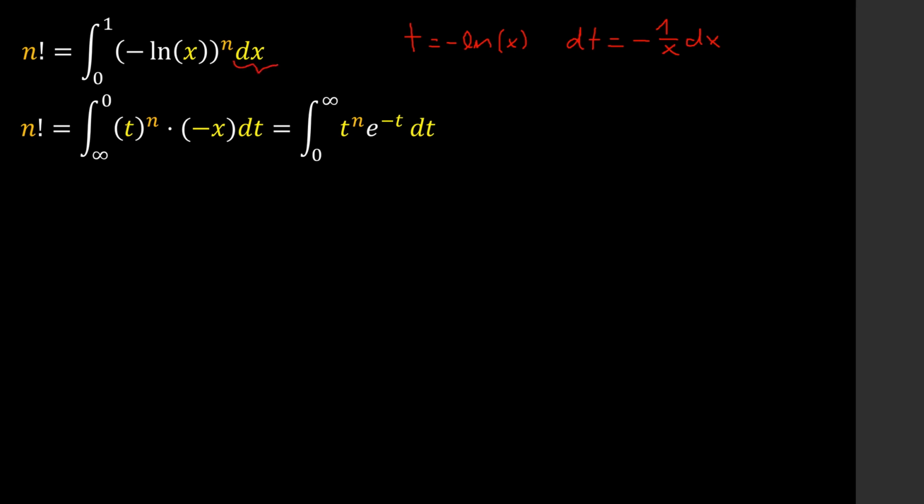And I've just plugged in the t in place of the minus ln x, and I can change the bounds. I've got minus ln of 1, that's just minus 0, which is 0. And then ln of 0, if you take the limit towards 0 from the right, that's going to be minus infinity. And you take the negative of that, that's just infinity.